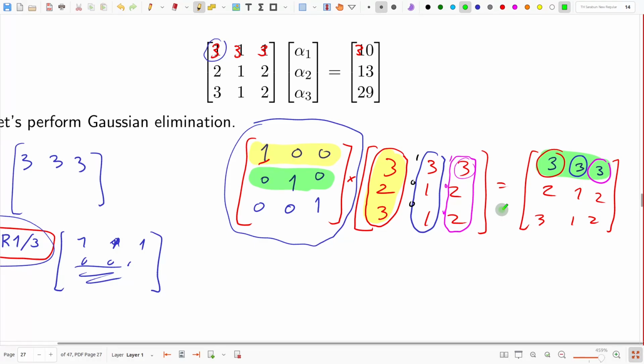Now my question is, if I want to divide the first row by 3, how can I change this identity matrix so that I get that result? Instead of 1 times 3, 1 times 3, 1 times 3, I need to multiply 3 with 1 over 3, right? So what should this number be? I put 1 over 3 there, so I'll get 1, 1, 1.